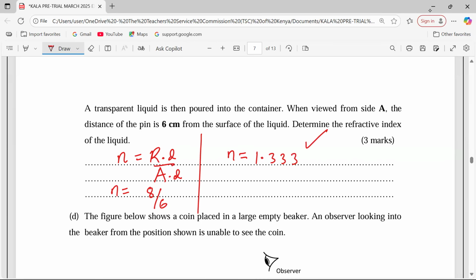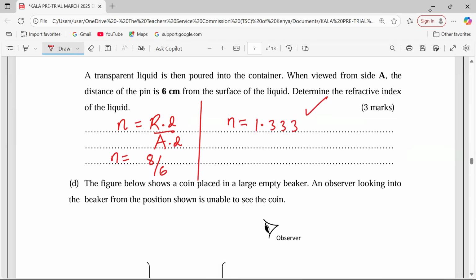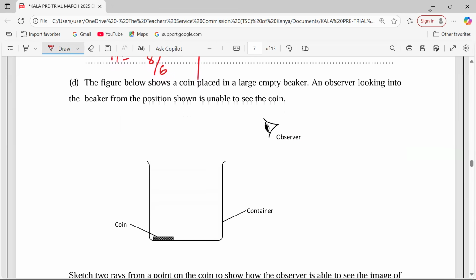No units for refractive index, just a value. You are supposed to be able to neutralize. You should be in a position to really understand a question in such a manner.